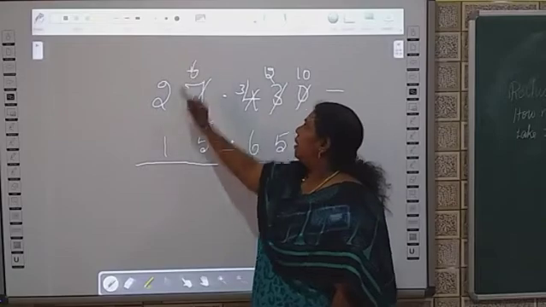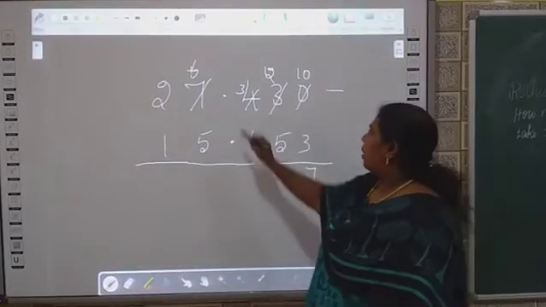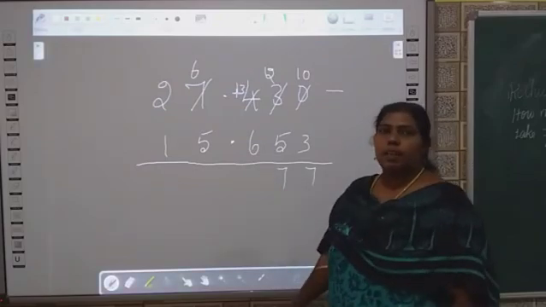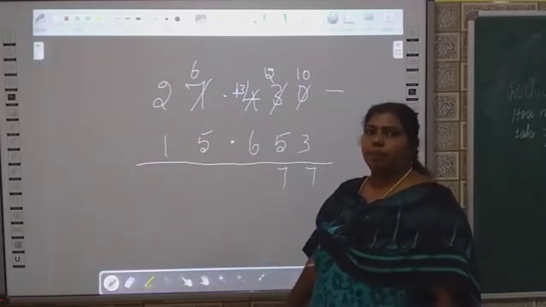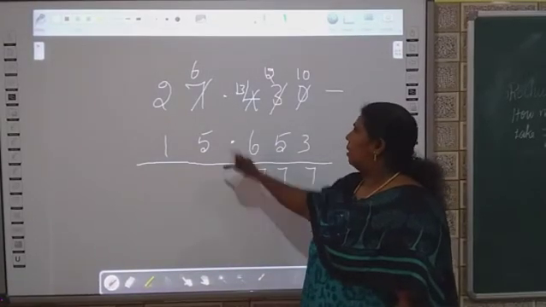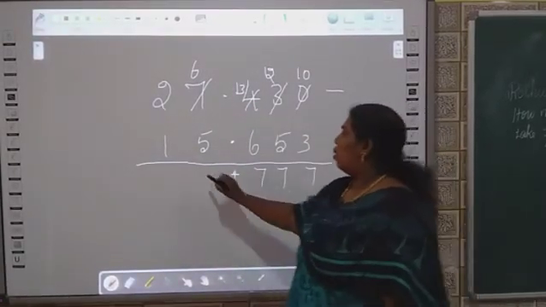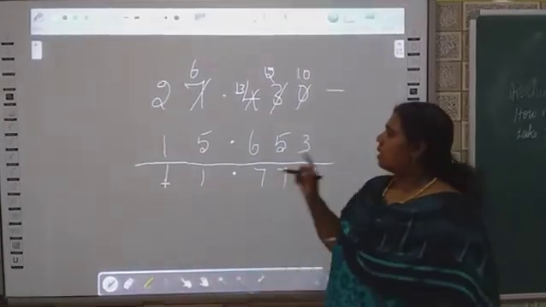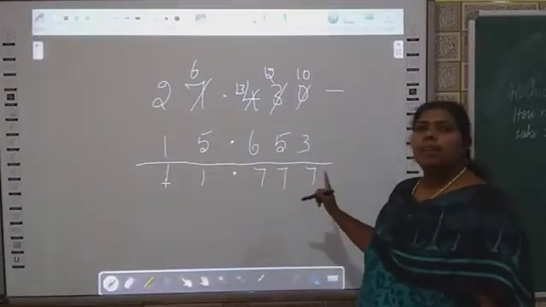Next, 3 minus 6, not possible. Borrow from here. Here 6 will come. Here 13. 13 minus 6. What is the answer? 7, isn't it? 7. Next decimal, here 6 minus 5 is 1. 2 minus 1 is 1. What's the final answer? 11.777.